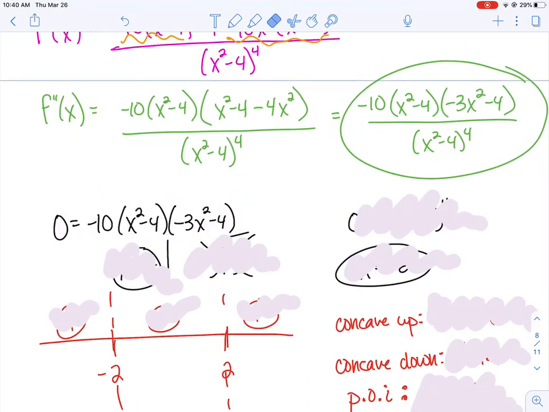I should be able to set the numerator equal to 0 and the denominator equal to 0. So that's what I'm going to do, and I'm going to find my possible points of inflection. Pause the video, do that with me, and make sure you have the same answers as I do.